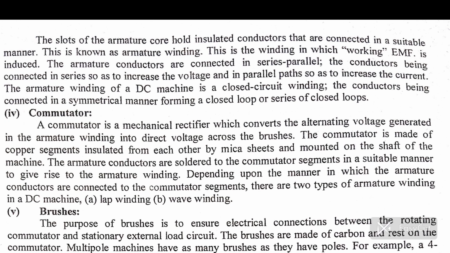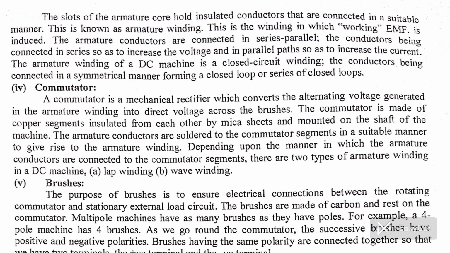4. Commutator. Now comes the commutator, a very crucial part. Its job is to convert the alternating EMF generated in the armature winding into unidirectional DC voltage. It is made of copper segments, insulated from each other with mica. These segments are mounted on the shaft and rotate with the armature.